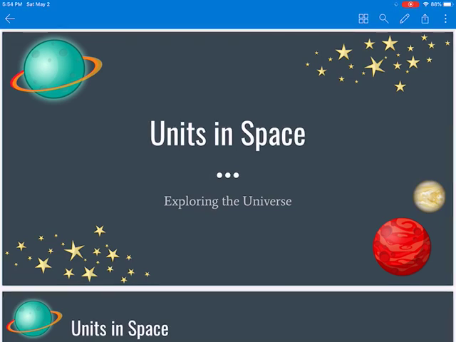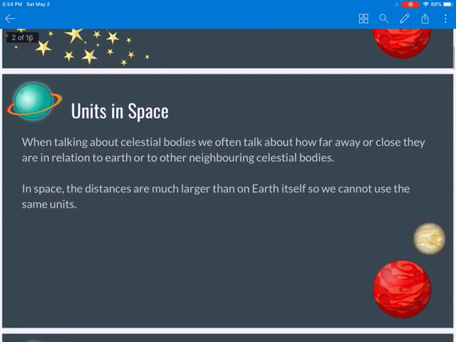We are starting our next unit, Exploring the Universe! And we are going to kick things off talking about units in space. So, when we're talking about different things like celestial bodies, aka any sort of object that is located in space, we often talk about how far or how close they are from us or from each other.